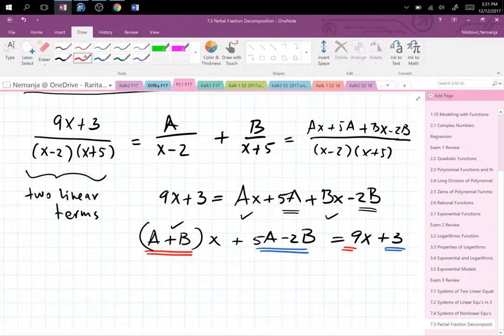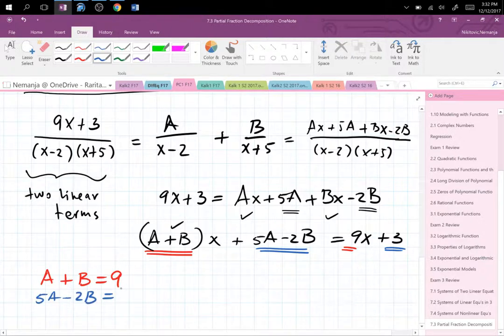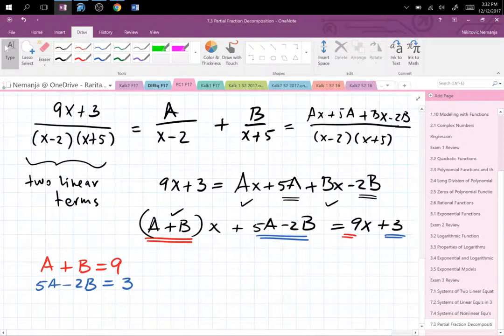So for the red equation, I have that a plus b is equal to 9, and for the blue equation, I have 5a minus 2b equals 3. So you might ask, what happened here? Now we have a system we can solve and get A and B. That's all we need. But go back to the beginning.